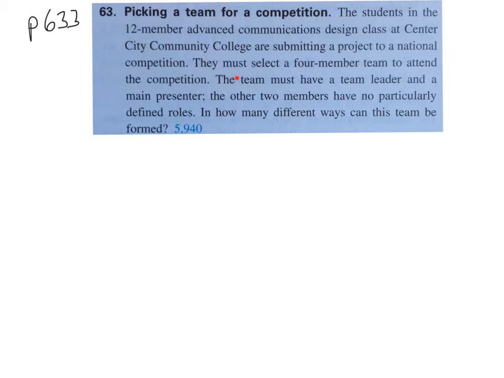Well, we're going to start with the team must have a team leader and a main presenter. So out of the 12 people, we're picking 2 people to fill specific roles. And remember, specific roles, in this case, mean that the order matters. So for that piece specifically, we're going to have a permutation because the order matters. We have 12 to choose from, and we are choosing 2. So out of the 12 people, we are choosing 2 to serve in specific roles. That's why it's P, because order matters for the team leader and the main presenter.